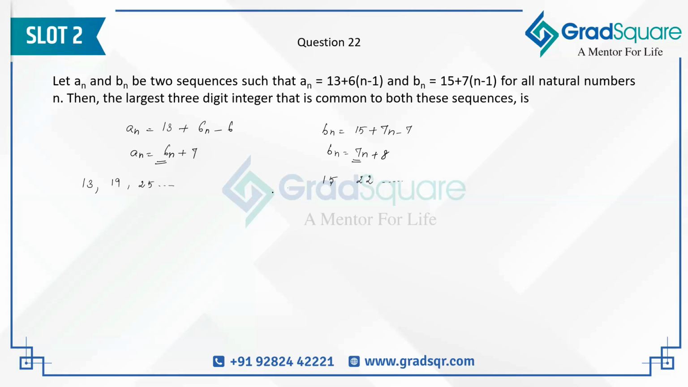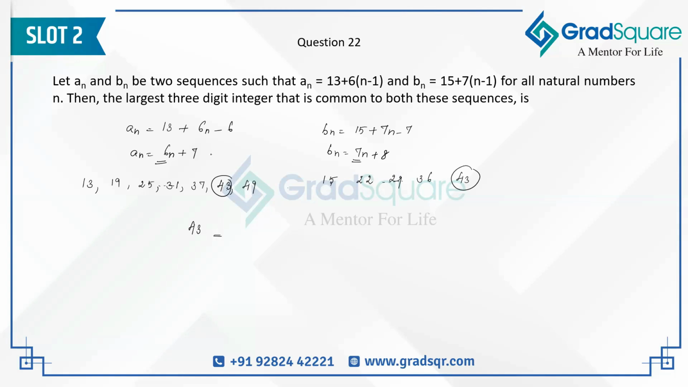Let's write down, because I need to figure out which is the first term that's common. So here again, if I do plus 6, I'll get 31, then 37, then 43, then 49. Let me proceed here also. Plus 7 is 29, plus 7 is 36, plus 7 is 43. Okay, 43 is the first term that's common. Now the next term that's common.